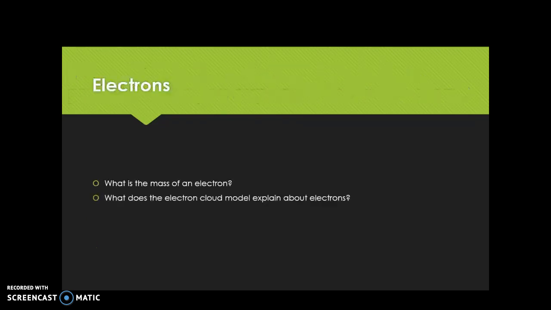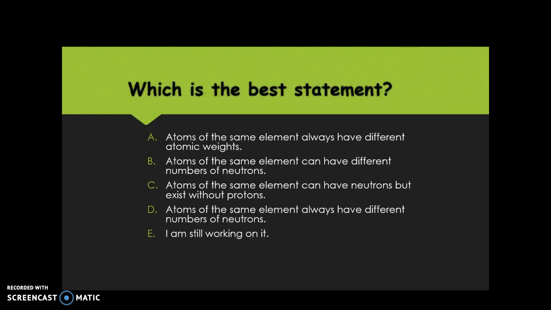What is the mass of an electron? Give me a general idea comparing it to the neutrons and the protons. What does the electron cloud model explain about electrons? Which is the best statement?